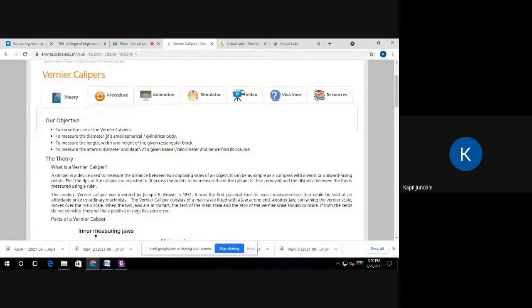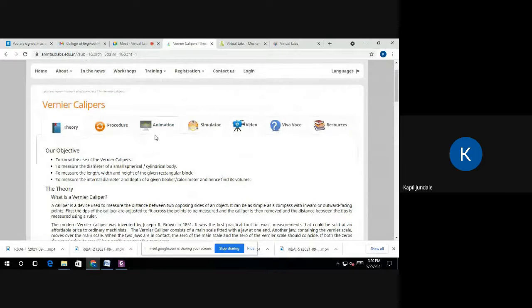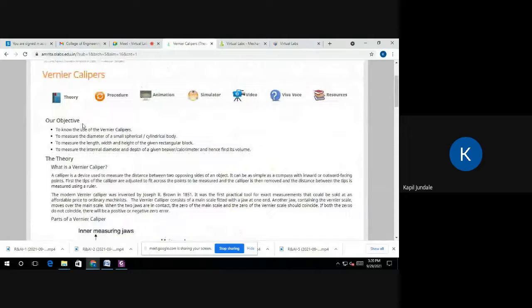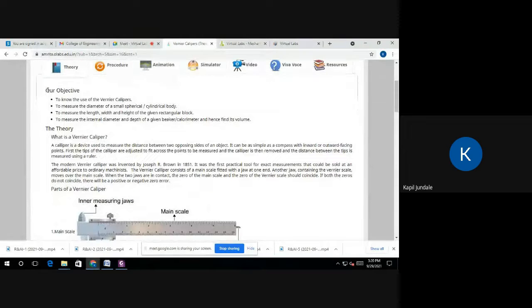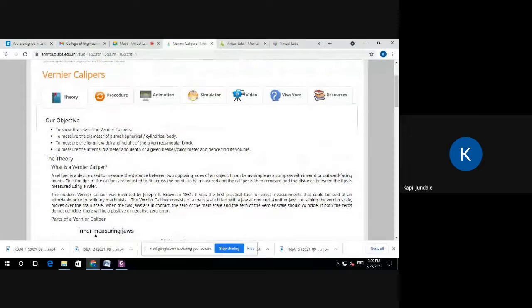After that, in the last lecture also I have explained, okay, very fast. And now we will start with theory, and we will complete this first vernier caliper today. Okay, use of vernier caliper using virtual lab. Now the first experiment is related to the vernier caliper. They have given the objective, why we use this vernier caliper, what is the reason, the objectives of the vernier caliper.